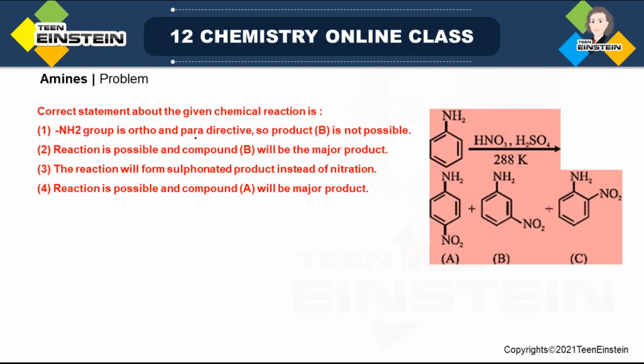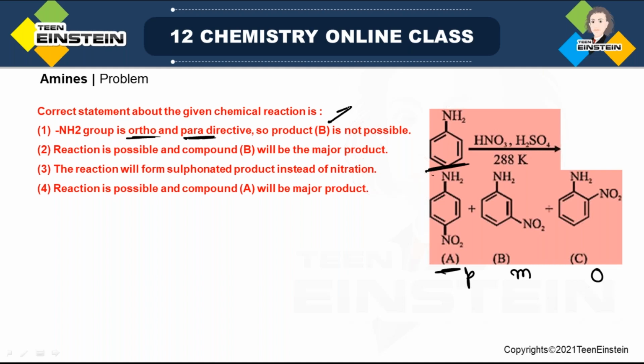Correct statement we have to find about the given chemical reaction. What chemical reaction is given? We have aniline in presence of nitrating mixture HNO3, H2SO4. We are getting para product, meta product, ortho product. What are the percentages? That is not mentioned. Now look at the statement. The first statement is saying NH2 group is ortho and para directive. Now that is true.